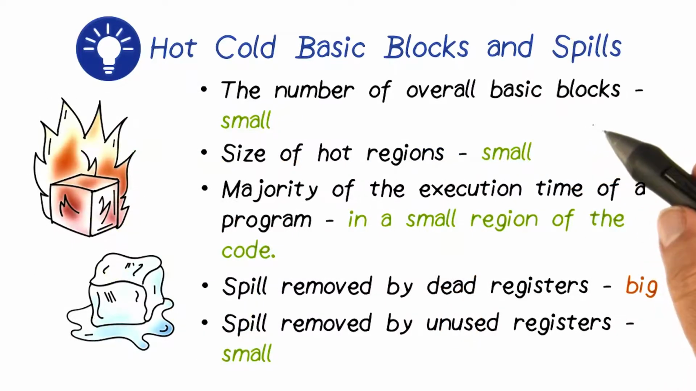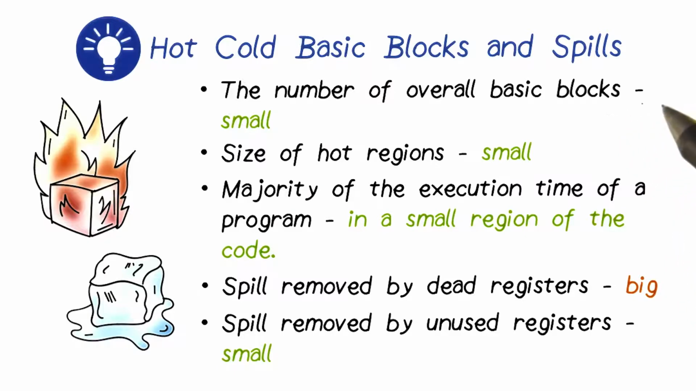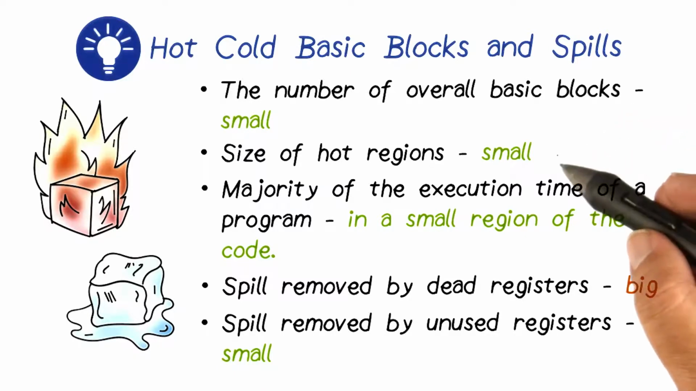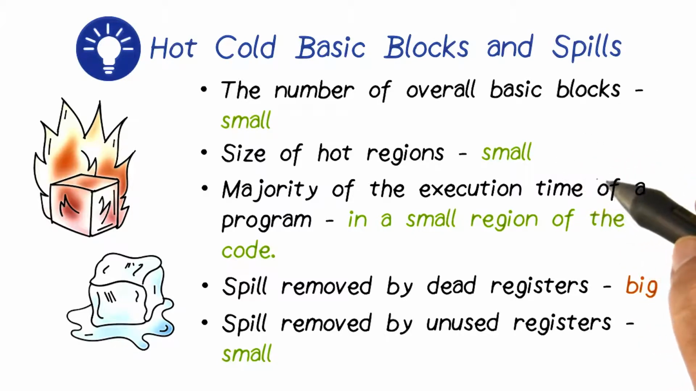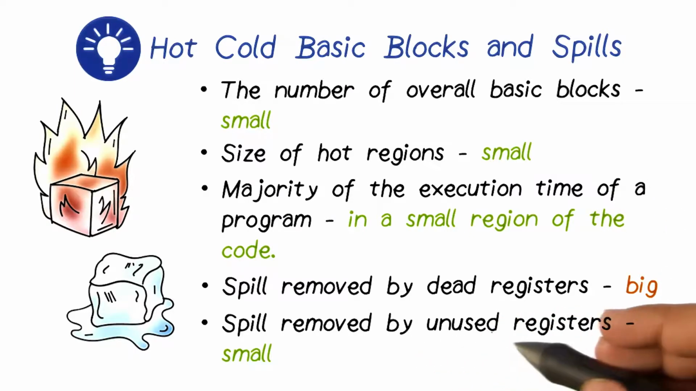So here is a summary of the results which we talked about on the previous slide. The number of overall blocks which are hot is small. Size of hot regions is also small. Majority of the execution time of a program is spent in a small region. The spills removed by dead registers are much larger. The spills removed by unused registers are small.